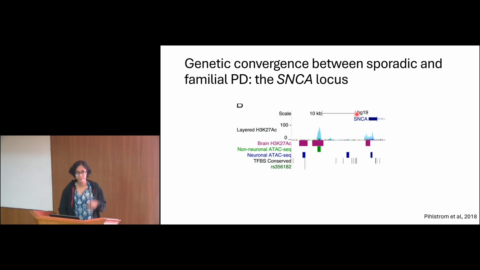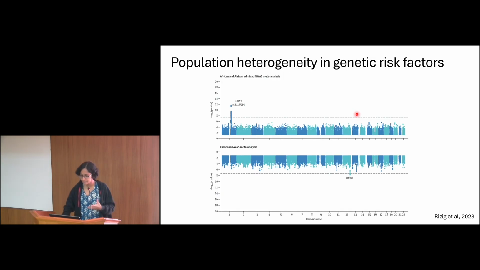Another big theme in these population genetic studies for the last few years has been population heterogeneity. So one theme in human genetics has been that most studies are done on European populations, and what does that mean when you try and extrapolate these results to other populations?